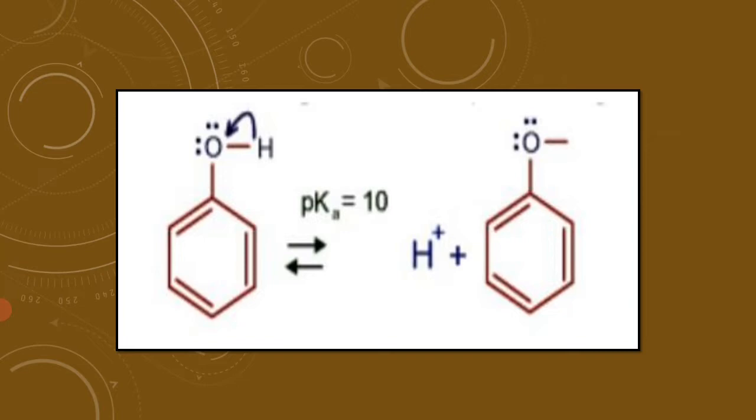Phenol shows acidic character. Why? Because there is a removal of the hydrogen from the hydroxyl group to form the phenoxide ion. So phenols lose the hydrogen atom from the hydroxyl group and there is a formation of the phenoxide ion. This phenoxide ion has unique properties.